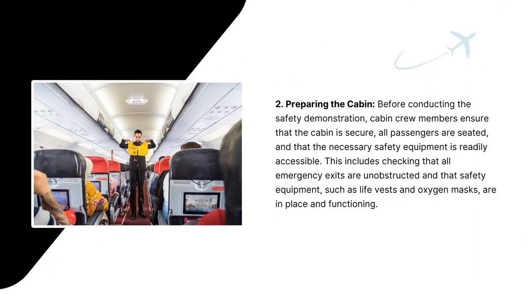2. Preparing the cabin. Before conducting the safety demonstration, cabin crew members ensure that the cabin is secure, all passengers are seated, and that the necessary safety equipment is readily accessible. This includes checking that all emergency exits are unobstructed and that safety equipment, such as life vests and oxygen masks, are in place and functioning.